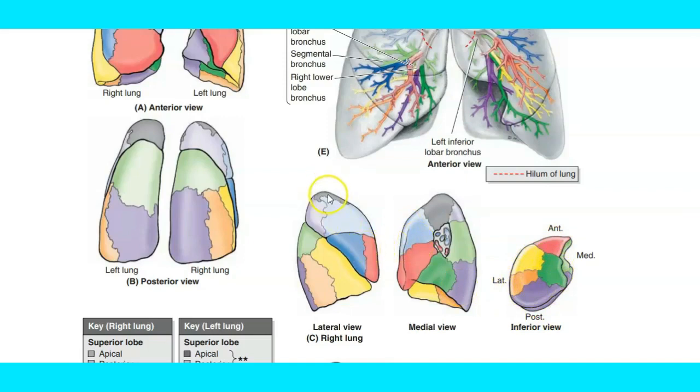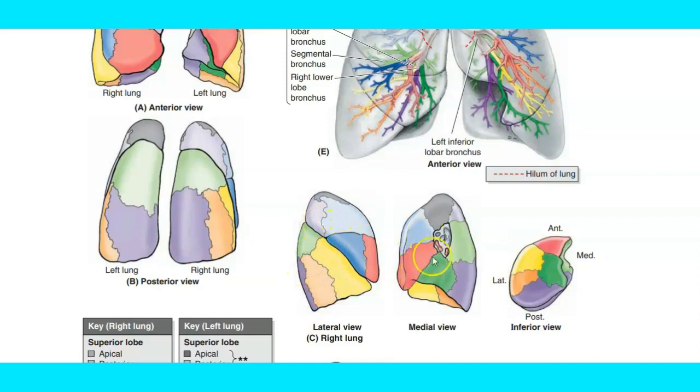Apical segment is 1, posterior segment is 2, anterior segment is 3 of the superior lobe. Then you have medial segment 4, lateral segment 5. Then now you have the superior segment of the inferior lobe, 6. Then you have the anterior segment 7, medial segment 8, lateral segment 9, and the posterior segment 10. So you have 10 bronchopulmonary segments.